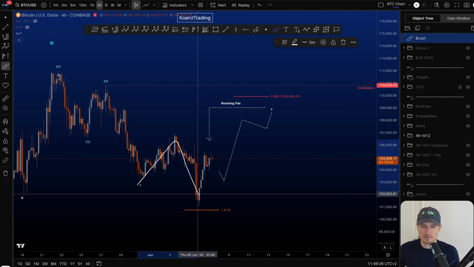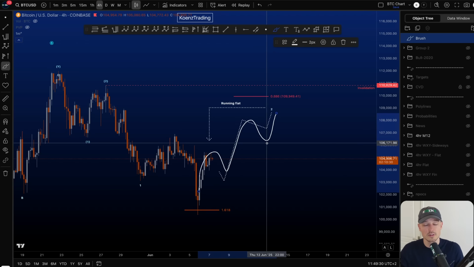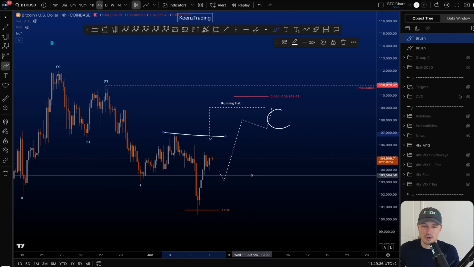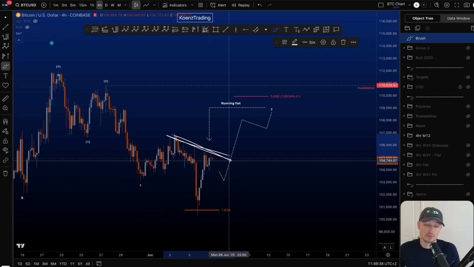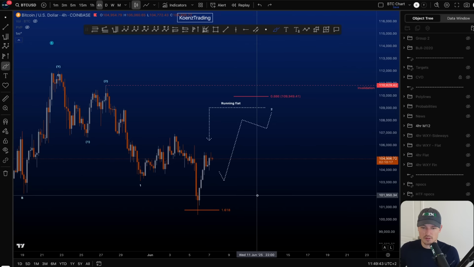Preferably, you see an expanding flat, ABC, 1, 2, 3, 4, 5 to the upside. So preferably, you see more upside. An expanding flat is more common than a running flat. In an expanding flat, your C takes out this high. In a running flat, you don't, which would be most bearish. But of course, also here, you touch the 1.618 for this flat, and I already spoke about the meaning of that 1.618.